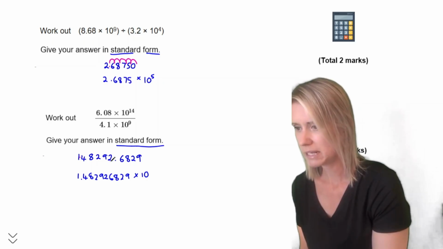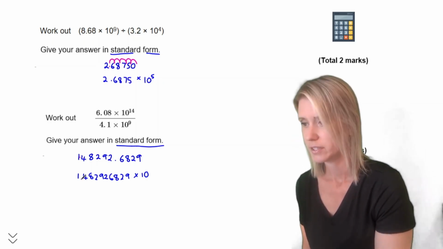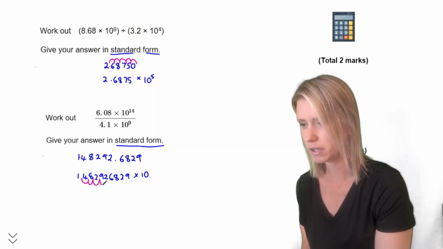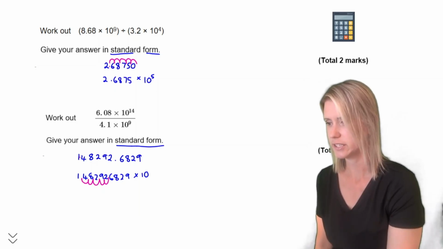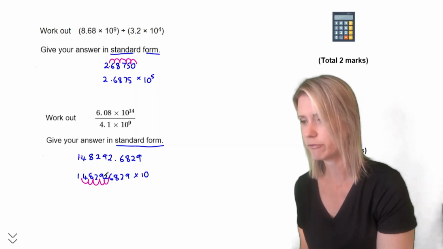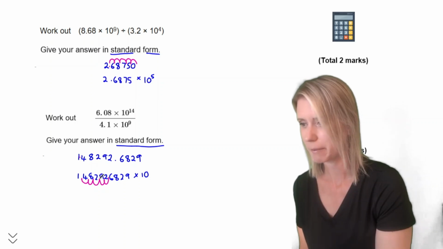Right, how many places does it have to move to get back to between the 2 and the 6? So that would be times 10 to the power 1, 2, 3, 4, 5 to get back into that same position. So 1.482926829 times 10 to the power 5.